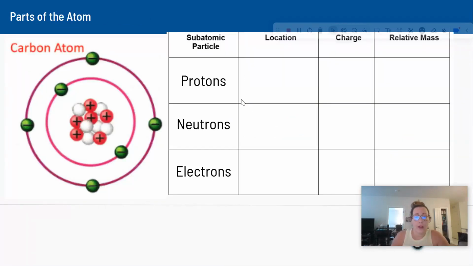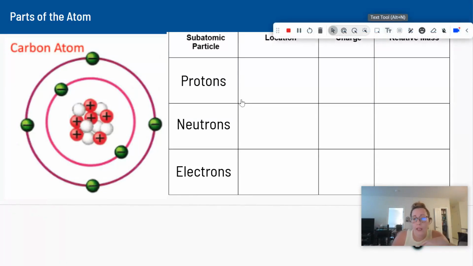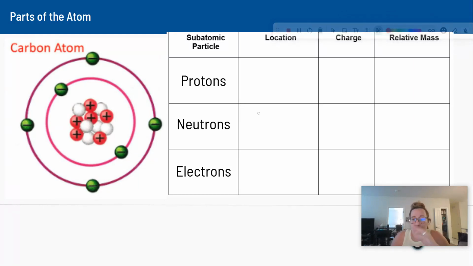So here we have all the different parts of the atom. We're going to go through and label each part. As I complete the chart, make sure you're doing it on your paper. So first up, we have the protons. Your protons are your positively charged particles.